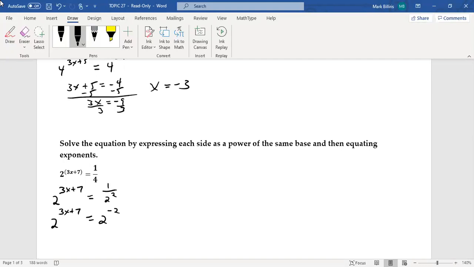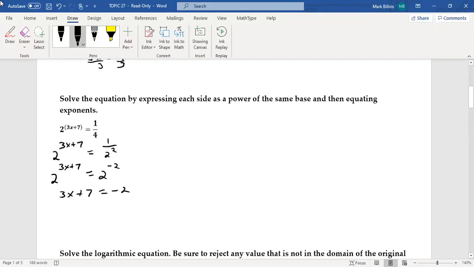Next, I'm going to set my exponents equal to one another. So 3x plus 7 would equal negative 2. And then subtract 7 from both sides. 3x would equal negative 9 and divide by 3. So again, x would equal negative 3.